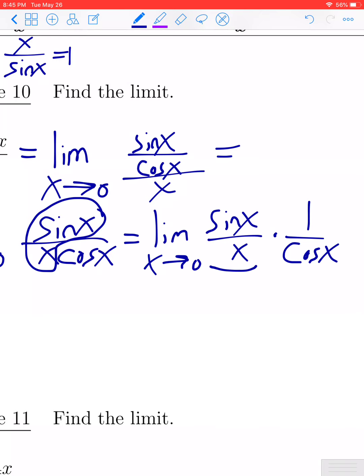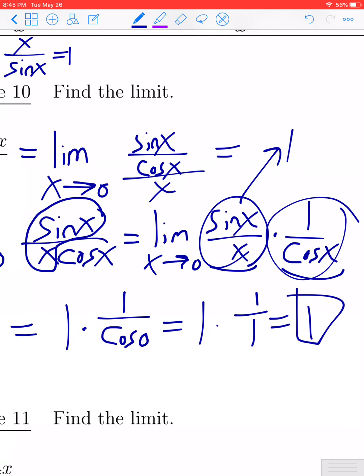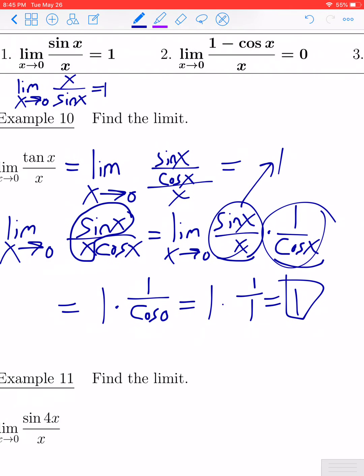This limit exists and is equal to 1 from above, and because the cosine of 0 is non-zero, this limit will also exist, and therefore the limit of this product is going to be the product of the limits. This term approaches 1. This term will approach 1 over the cosine of 0. The cosine of 0 is 1, and therefore we get a limit of 1. So the limit as x approaches 0 of tangent x over x also equals 1.